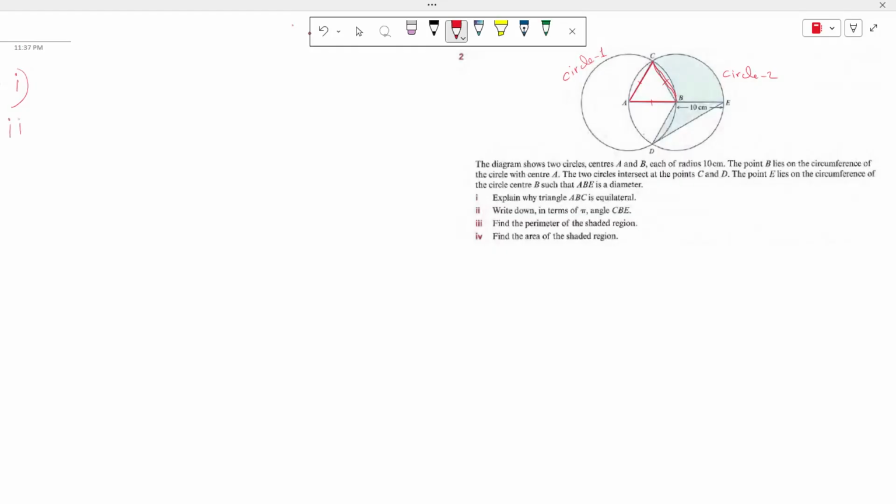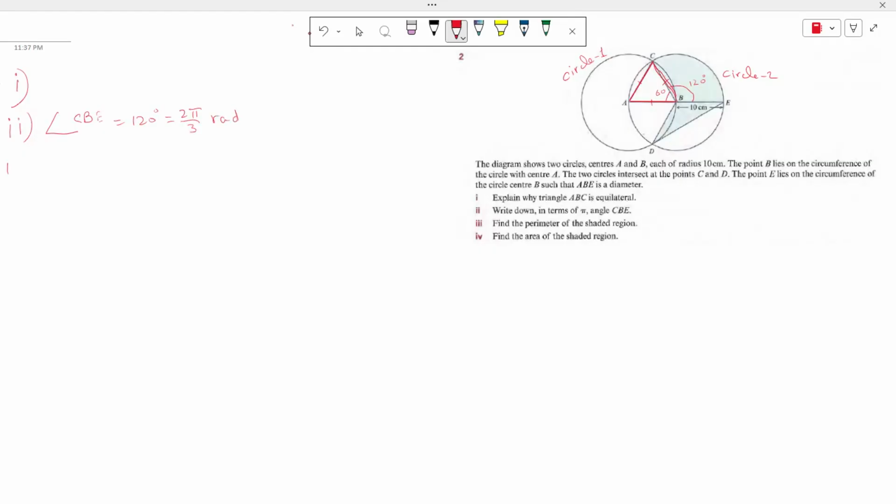Now the second question is, write down in terms of pi the angle CBE. This is also very easy. If this triangle ABC is equilateral, this angle must be 60 degrees, right? If this is 60 degrees, then this angle must be 120 degrees. Make sense? So angle CBE is 120 degrees, and in terms of radians, it is 2 pi by 3.